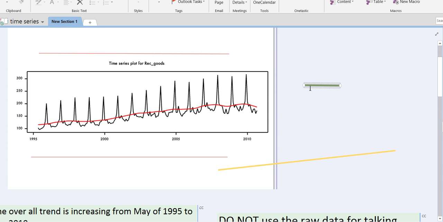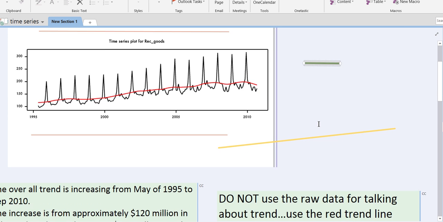Okay, guys, we're going to just talk very quickly about the trend of this recreational sales goods. We know that it's in millions of dollars of sales. We know it's monthly data. So these are things that we know.